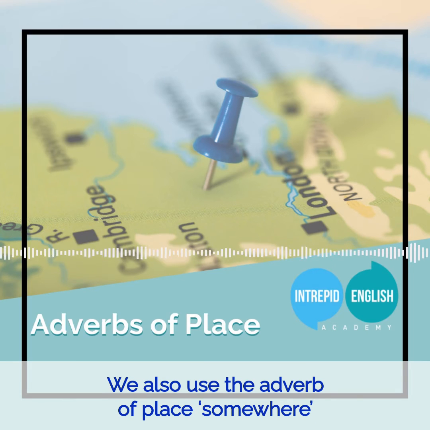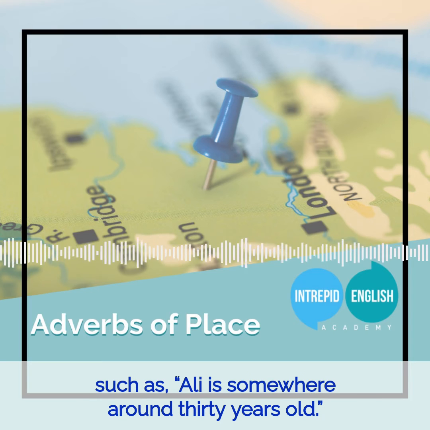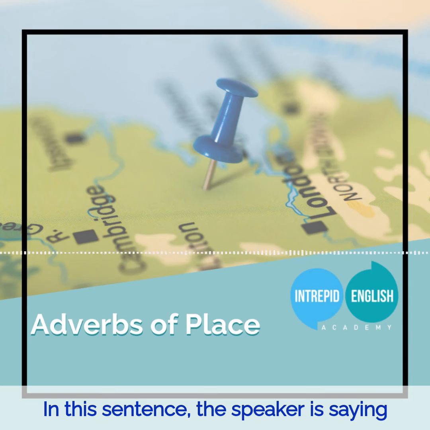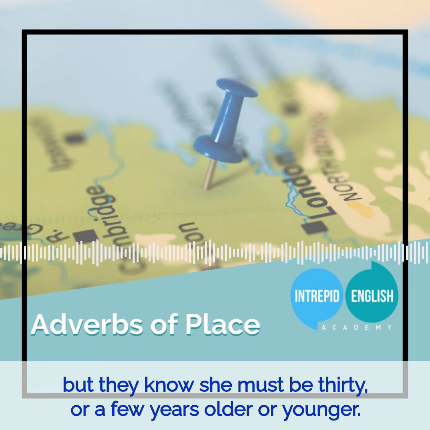We also use the adverb of place somewhere when we say something is close to an amount or number, such as Ali is somewhere around 30 years old. In this sentence, the speaker is saying they don't know how old Ali is specifically, but they know she must be 30 or a few years older or younger.